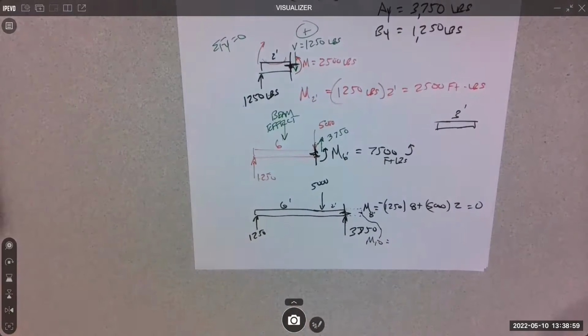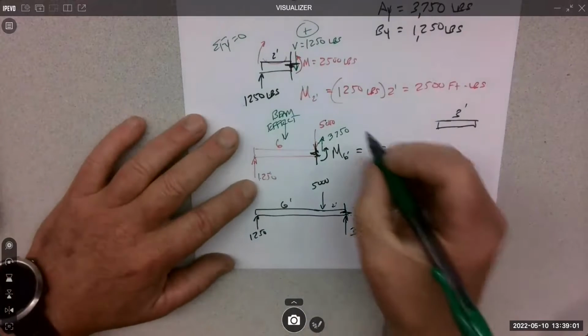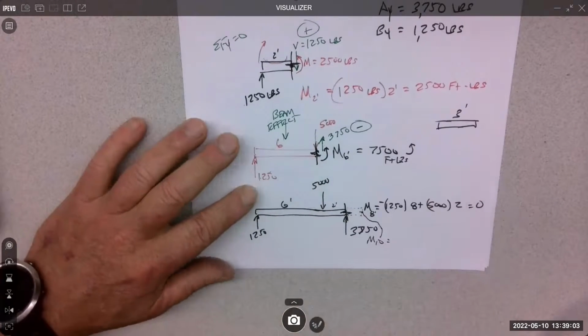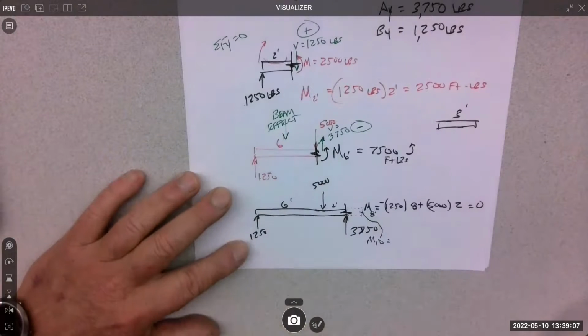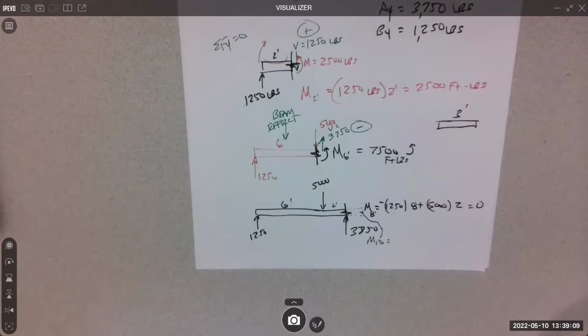So if the left side's down and the right side is up, we are negative shear. And it is a force. You'll see that this number is going to drive up the closer we get to supports, because that's where all the shear gets maximized, right next to that support.